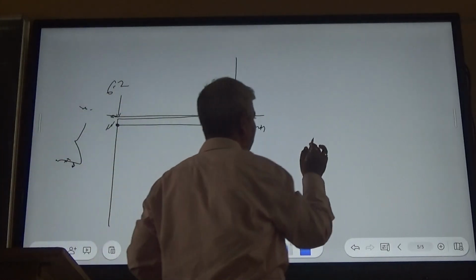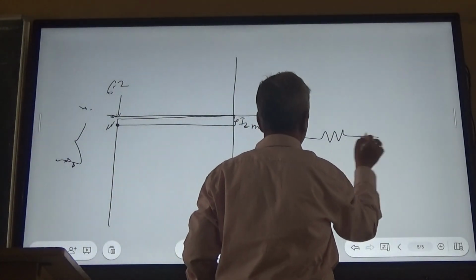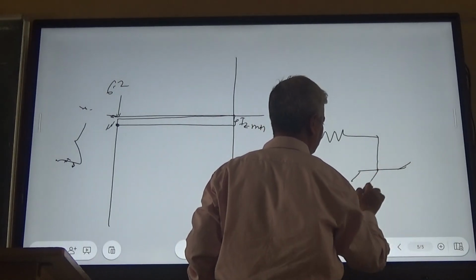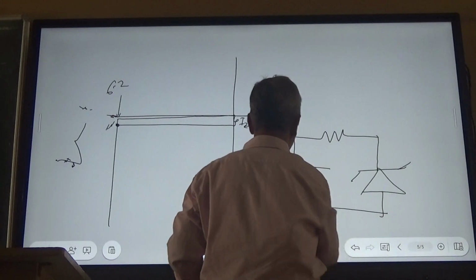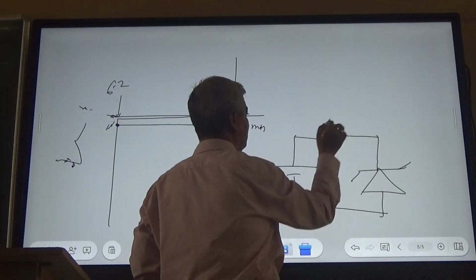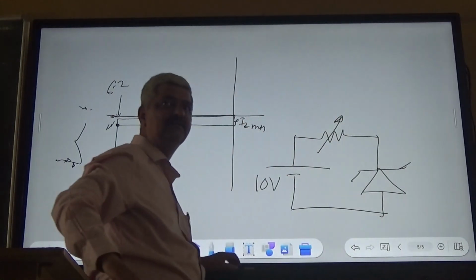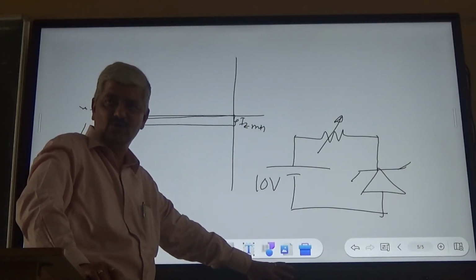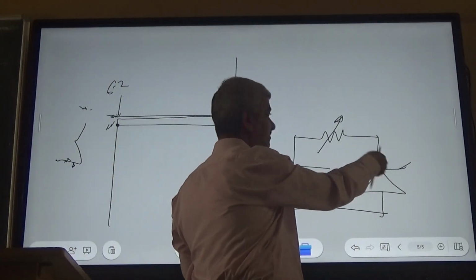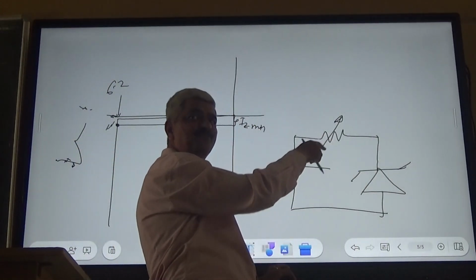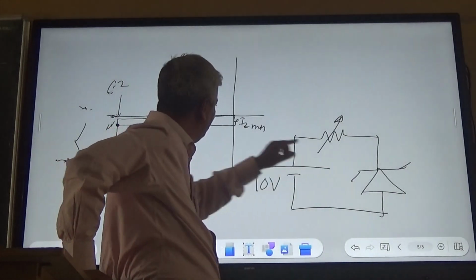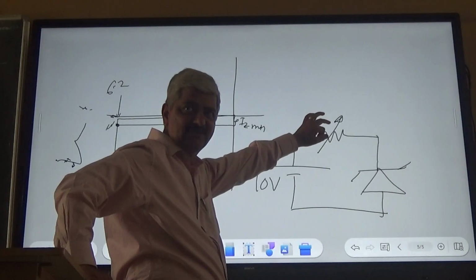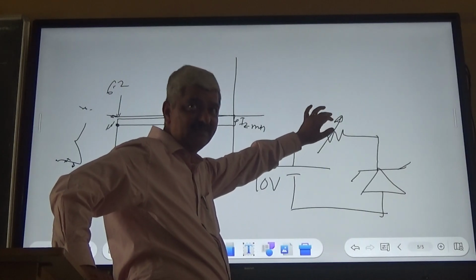Consider this circuit with a 10 volt source and a variable resistance in series with the diode. If this resistance is too high, then this voltage may be this. When I go on reducing the resistance, what will happen?